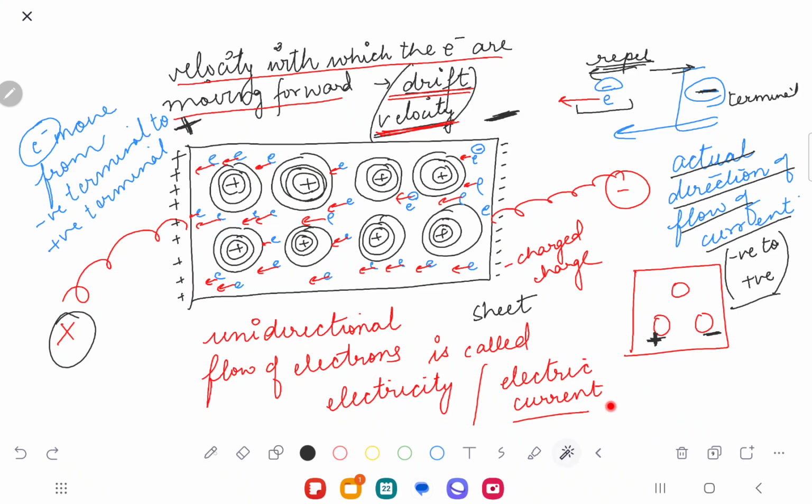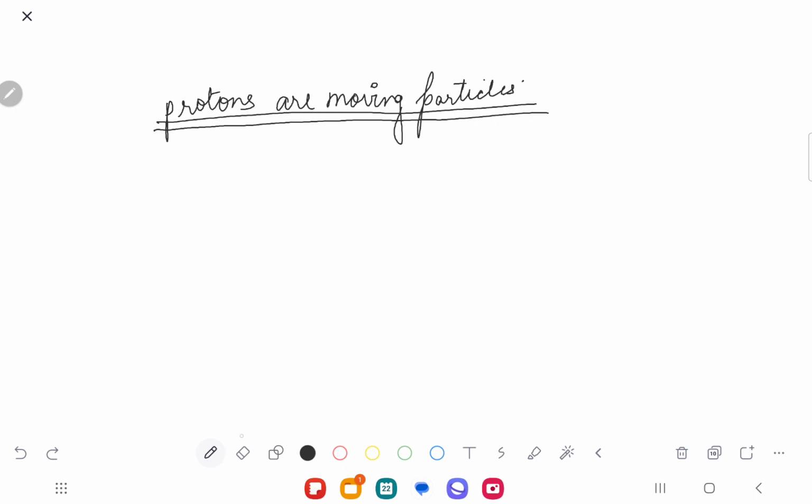Now my point here would be what? My point is that earlier, when it was not clear who is free and who is not free in an atom, it was not clear to the scientists whether the protons would be moving or fixed, whether the electrons would be moving or fixed. At that point in time, the scientists thought that protons are the moving particles.